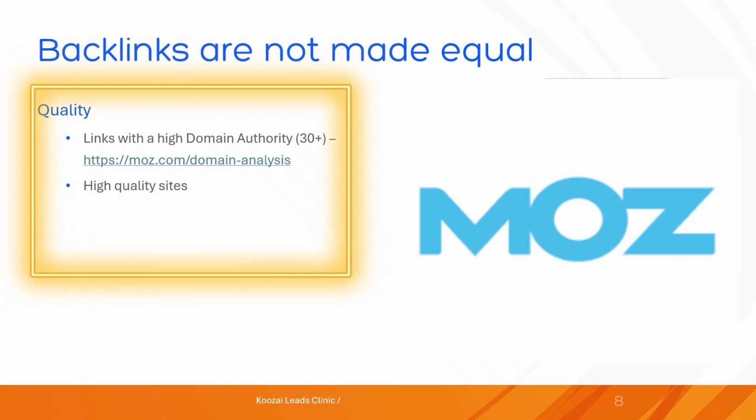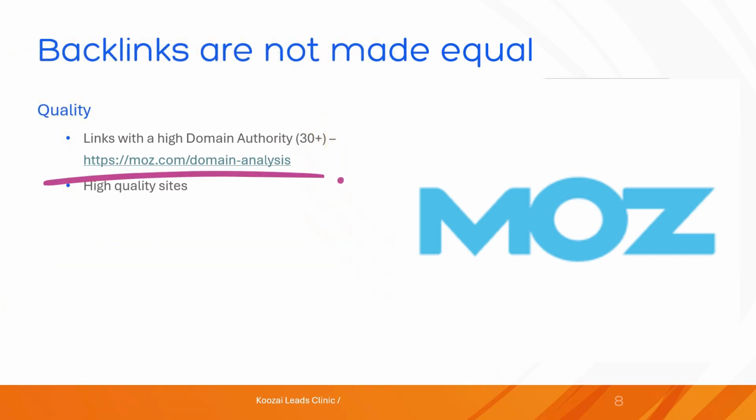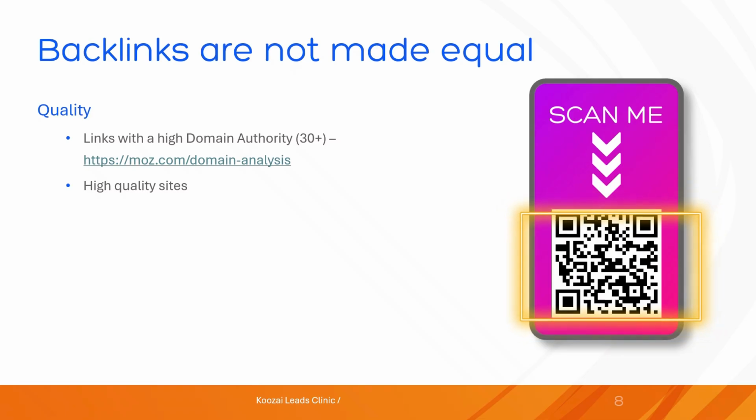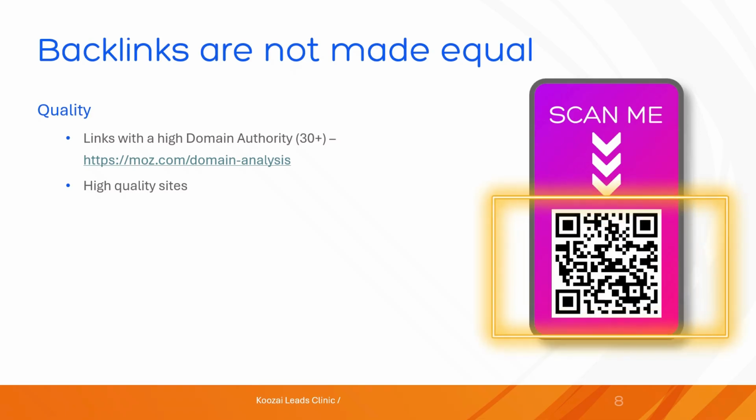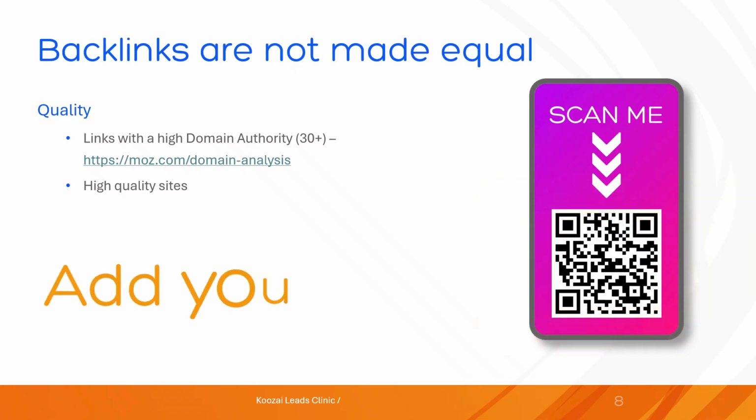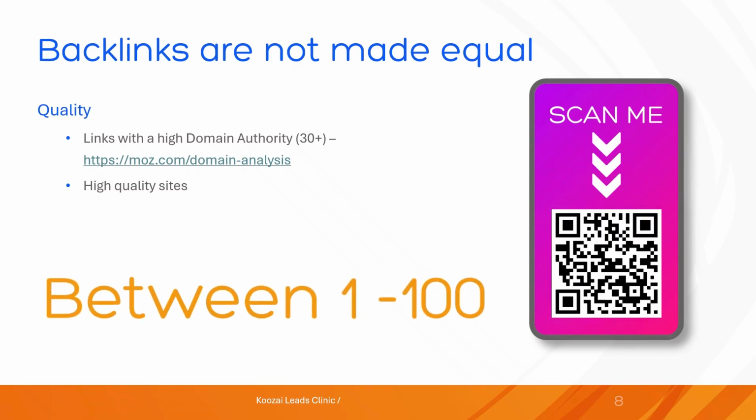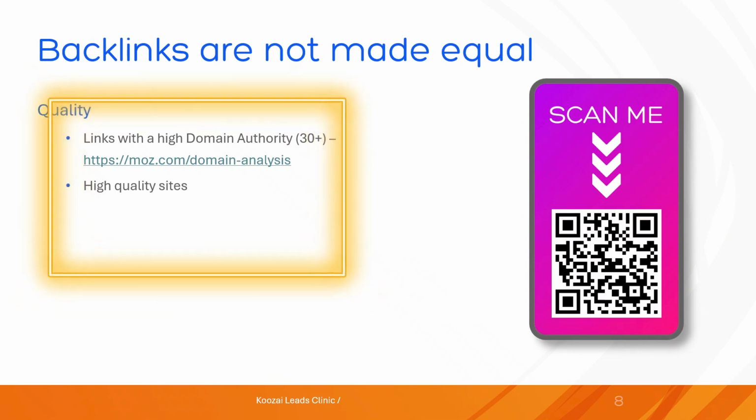You can use this link here, so that's moz.com/domain-analysis, or if you're using your phone, this QR code here, you can just use your camera and that will take you to that web page as well. On that web page, you're able to simply put in the URL of your business, press enter, and it will give you a score of 1 to 100. So that's just a little tip if you haven't done that before.